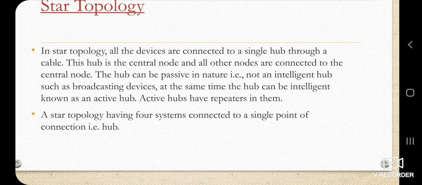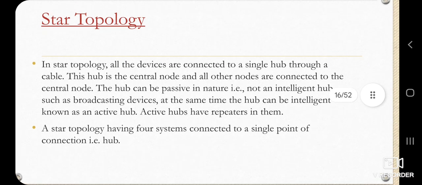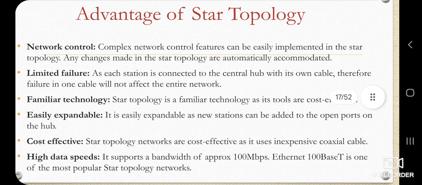Active hubs have repeaters in them. A star topology having four systems connected to a single point of connection, that is hub. Advantages: network control. Complex network control features can be easily implemented in the star topology. Limited failure, as each station is connected to the central hub with its own cable, therefore failure in one cable will not affect the entire network.